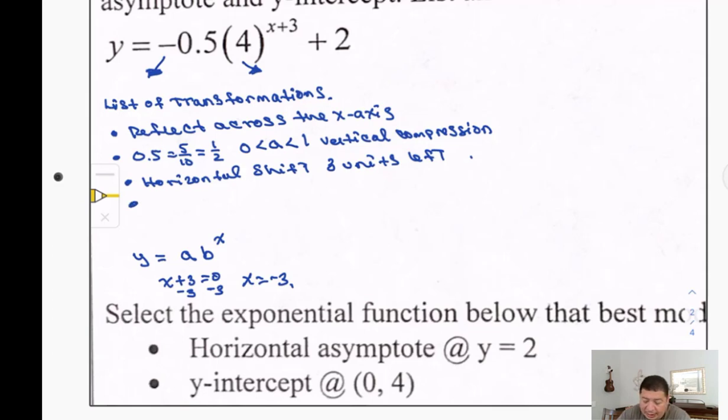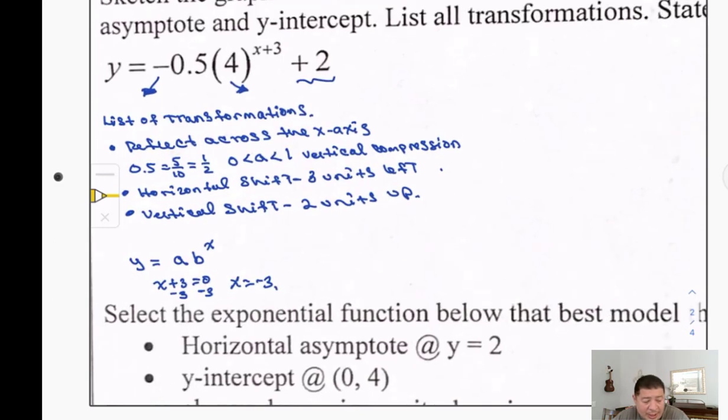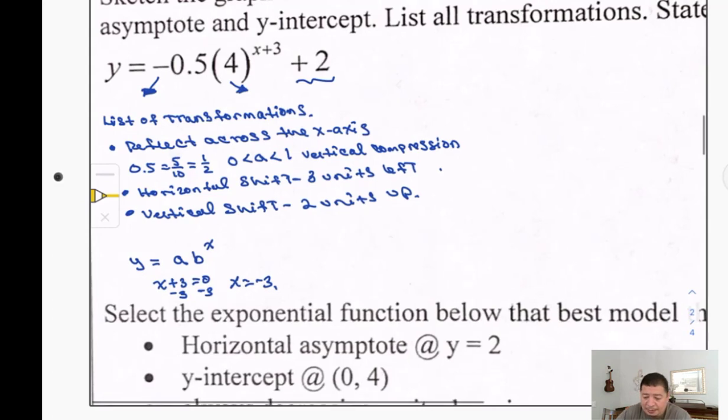And then let's look at this +2. Well, that's the easy one. That one's telling us that it's also going to have a vertical shift, and it's going to be 2 units up. We don't need to solve for that one. And so there you have it. Okay, so now we have listed all of the transformations. And that happens to take care of this over here, so I'm just going to cross it out.